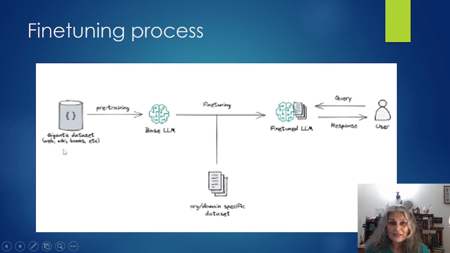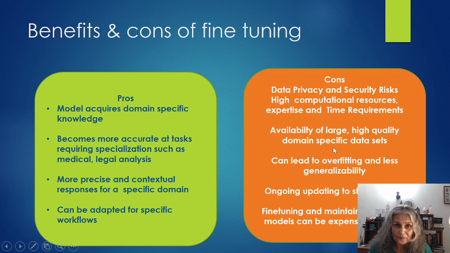This schematic shows it very briefly. First, you have a gigantic data set of books, Wikipedia, Reddit, etc. This is the pre-training process and results in a base LLM. Further fine-tuning on a very domain-specific corpus results in a fine-tuned LLM. And it is this fine-tuned LLM which is able to take in a query from an end user and give a far more relevant answer.